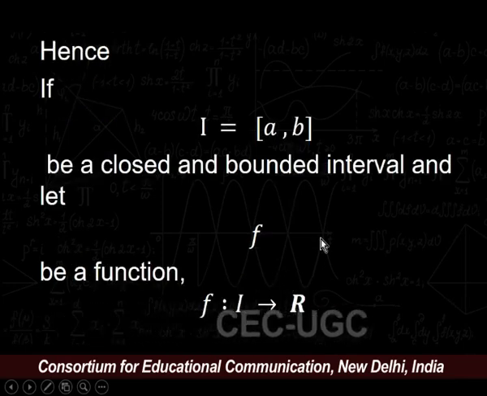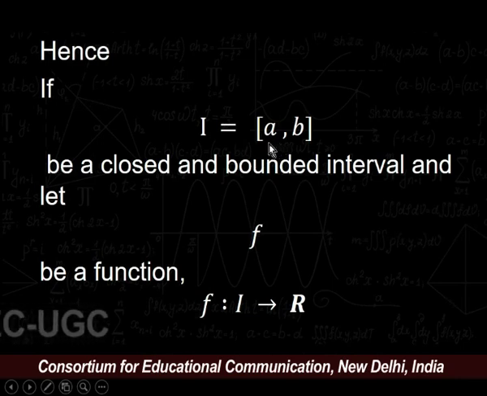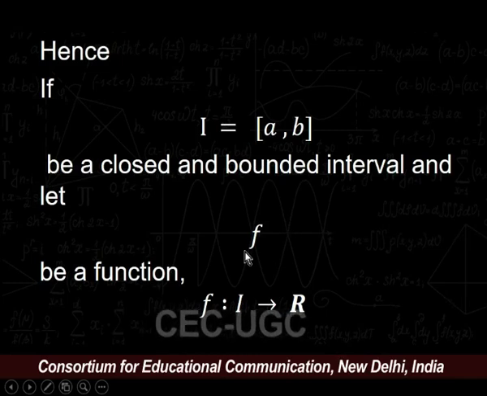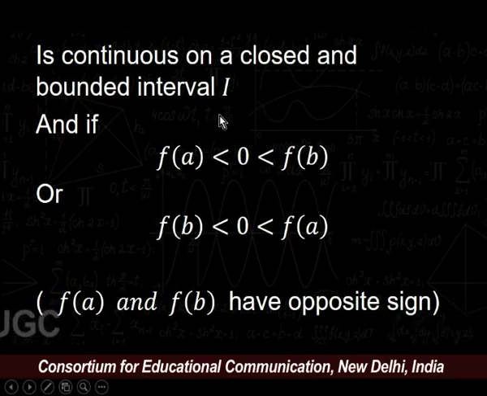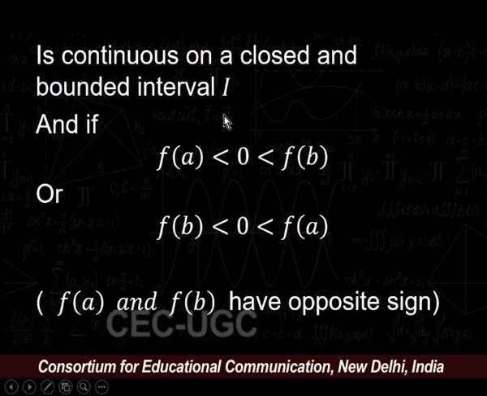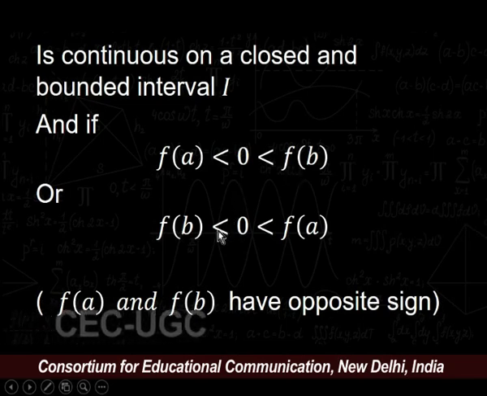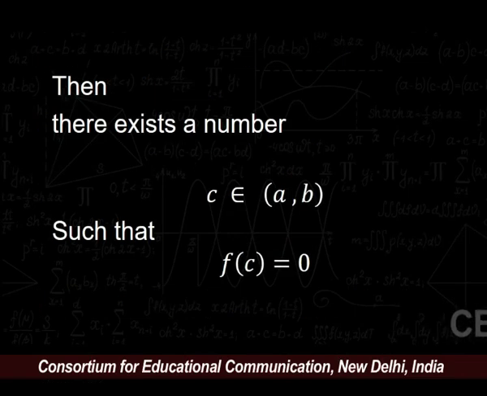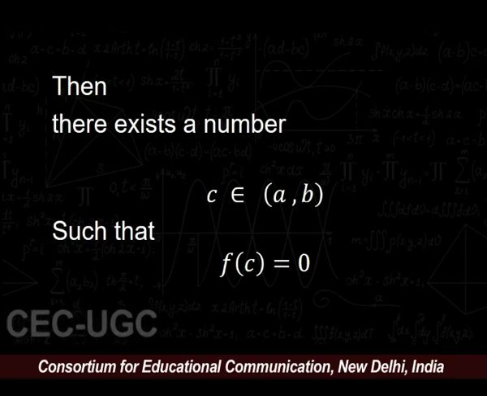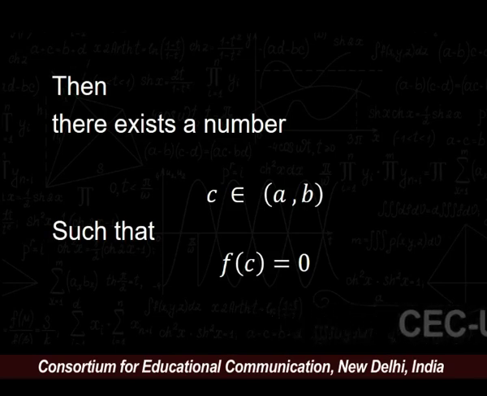Hence, we conclude that if we have a closed and bounded interval I defined as I equals a comma b, and a function f defined from I to R is continuous on that interval I, and we have f of a and f of b with opposite signs, that means f of a is strictly less than 0 and 0 is strictly less than f of b, or similarly, f of b is strictly less than 0 and 0 is strictly less than f of a, then there must exist a number c belonging to the open interval a comma b such that f of c is equal to 0.